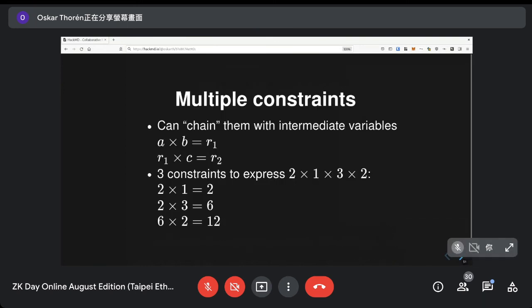If you have multiple constraints, you can chain them together with intermediate variables. So here you have a times b equals r1, and then r1 is used in the following constraint. With a more concrete example, multiplication of these numbers takes 3 constraints to express. So you have 2 times 1, you get output 2, and then use that as input. So 2 times 3 is 6, and then 6 times 2 is 12.